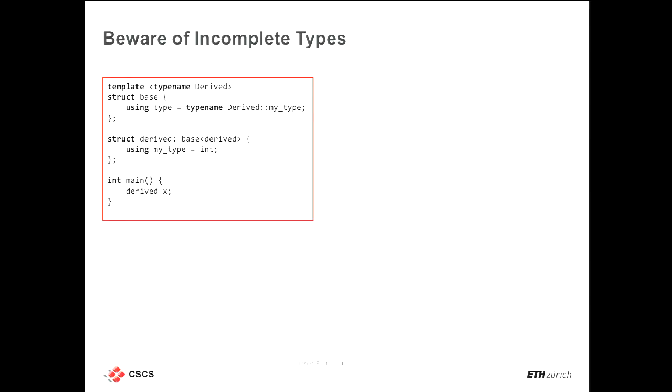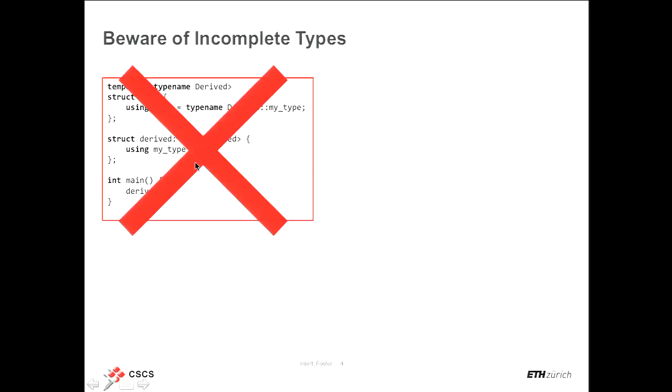Another problem with the CRTP pattern is that if I access my derived class inside my base, like accessing a type member, for instance, then I get a compiler error because it says derived is an incomplete type. Derived is defined after the base, so it doesn't know what derived is when it instantiates the base.